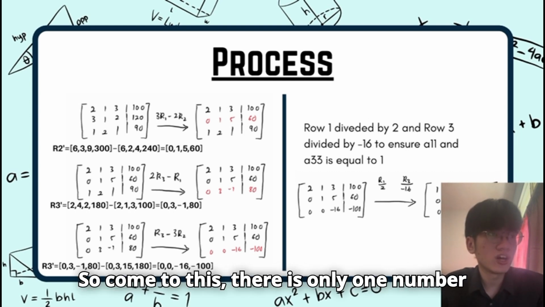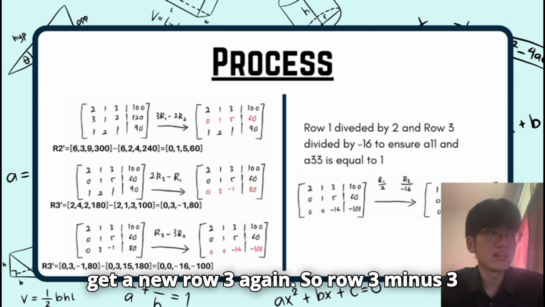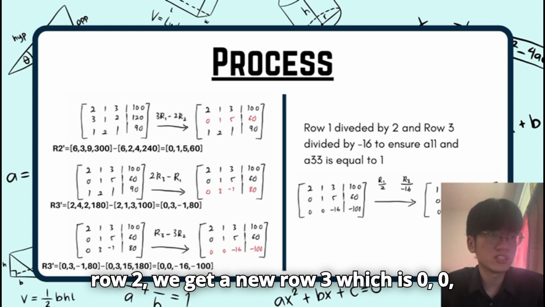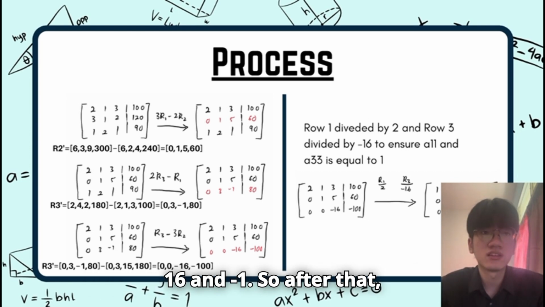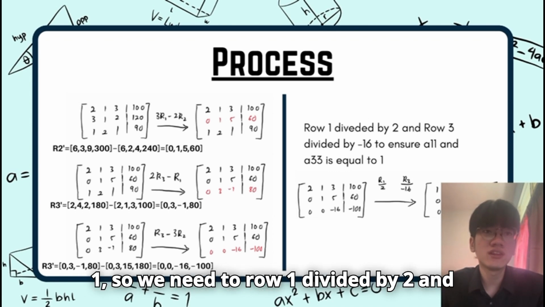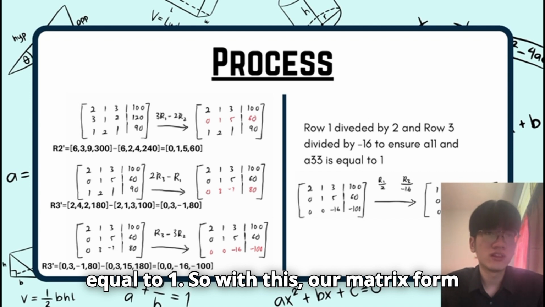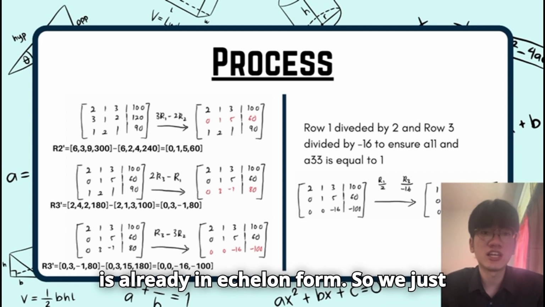Coming to this, there is only one number in row 3 that is not equal to 0, so we need to get a new row 3 again. Row 3 minus 3 times row 2, we get a new row 3, which is 0, 0, negative 16, and negative 1. After that, only A11 and A33 are not equal to 1, so we divide row 1 by 2 and row 3 by negative 16 to ensure they are equal to 1. With this, our matrix is already in echelon form.